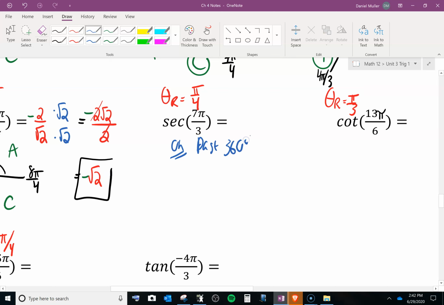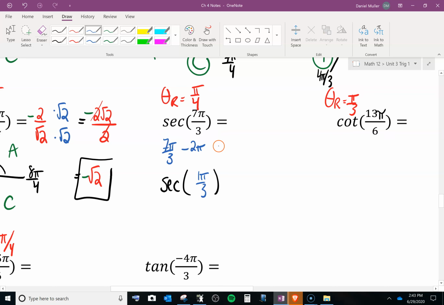So what I'm going to do for this is I'm going to change the question, and I'm going to find a coterminal angle there. So I'll have 7 pi over 3, and I'll minus a 6 pi over 3 to leave me with just a 1 pi over 3. So I did 7 pi over 3, that's my angle, and I minus 2 pi, right?